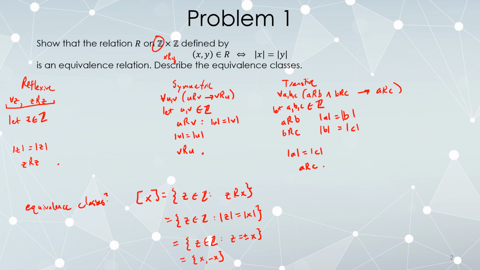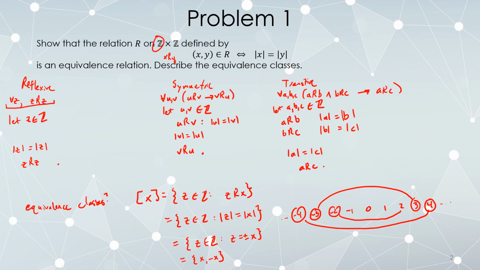So if we have the integers listed out, so 0, 1, 2, 3, 4, and so forth, but also -1, -2, -3, -4, and so forth, -4 is in the same equivalence class as 4 because they have the same absolute value. -3 is in the same equivalence class as 3. -2 is in the same equivalence class as 2, -1 is in the same equivalence class as 1, and 0 is just by itself in an equivalence class because plus 0 and minus 0 are the same number. So those are our equivalence classes. They're just pairs of numbers, plus or minus the same integer, except for 0, which is its own equivalence class.